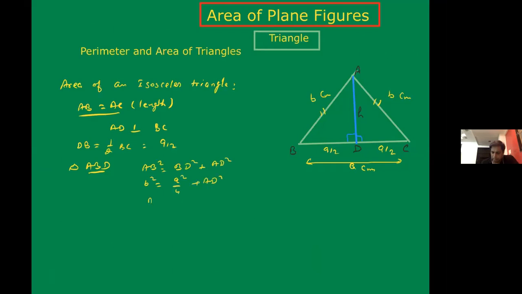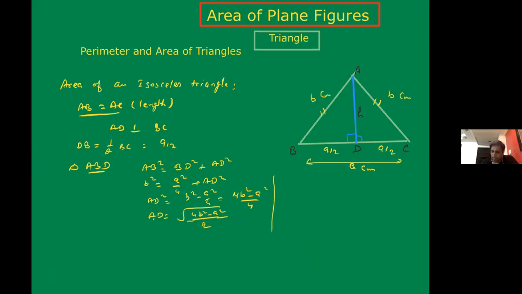So AD square equals B square minus A square by 4. So it will be (4B square minus A square) by 4. So AD will be root of (4B square minus A square) by 2. So this is the length of AD.